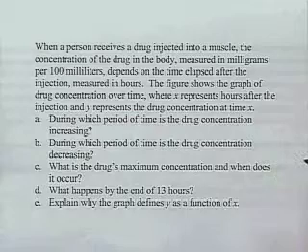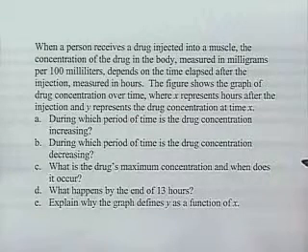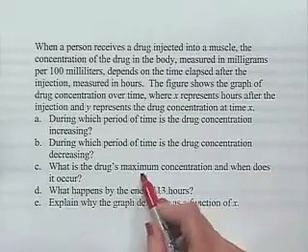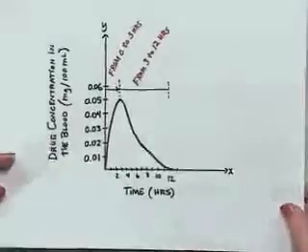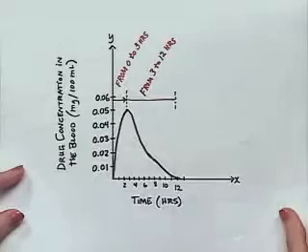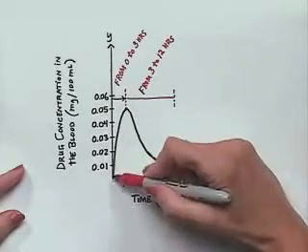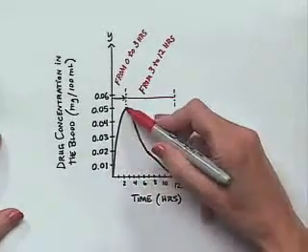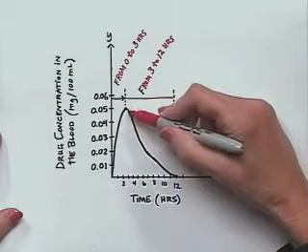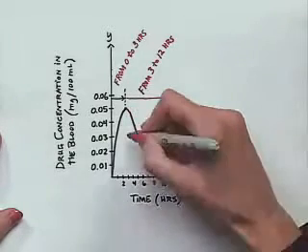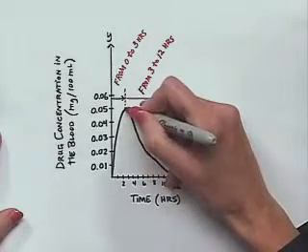Part C, what is the drug's maximum concentration and when does it occur? Well, it's just what you would expect when you're asked to find the maximum. We're going to look for the highest point on the graph. We've already designated that the graph increases until about 3 hours, and then it decreases past that. So our maximum is going to occur at 3 hours.